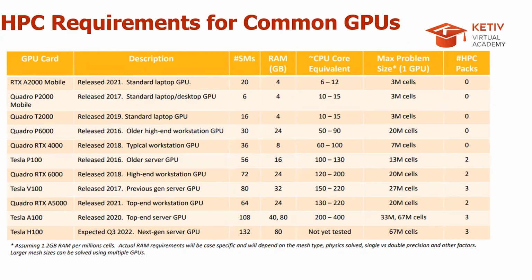If you are looking to build a CPU cluster and instead would like to invest in a GPU server because that's going to save you a lot of cost, then maybe you want to get something like the Tesla A100 or H100, which can solve bigger cell counts, and then additionally you'll require some HPC packs for doing these types of computations. Okay, so hopefully this table is a good guideline for understanding what type of GPU technology you already have or may want to invest in.